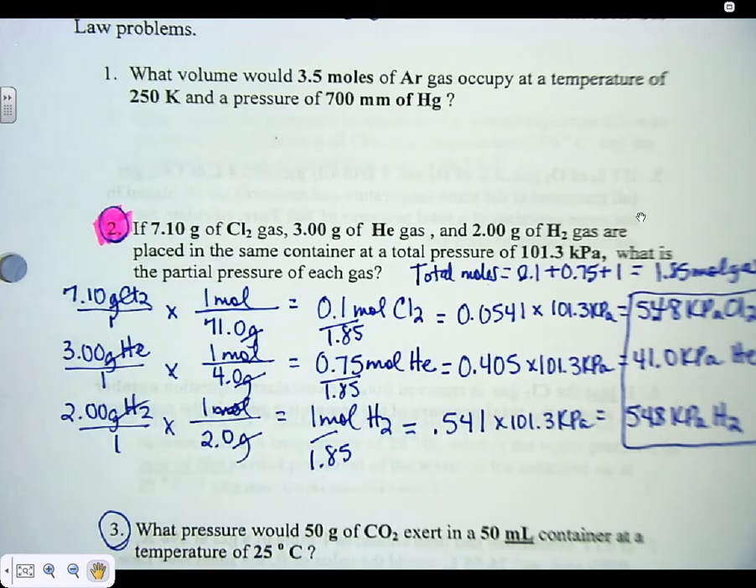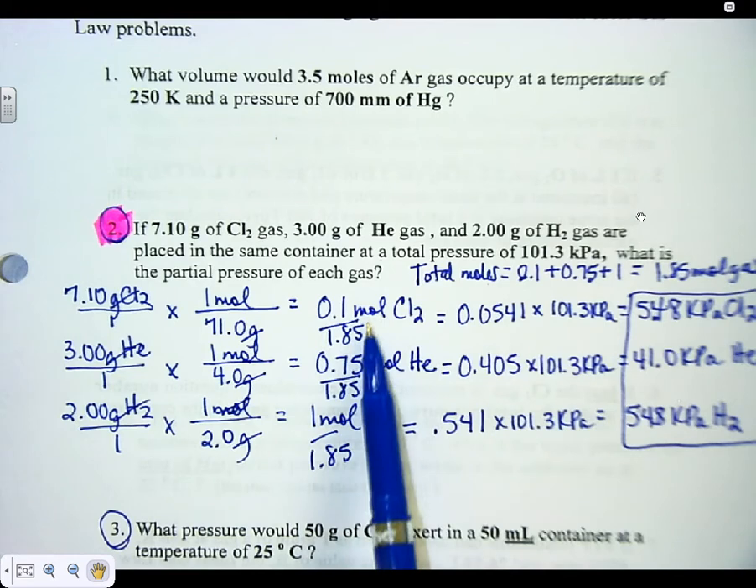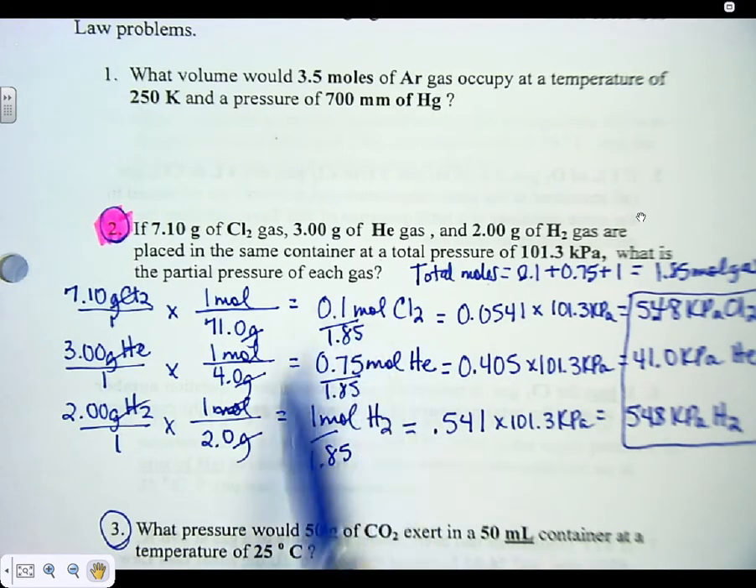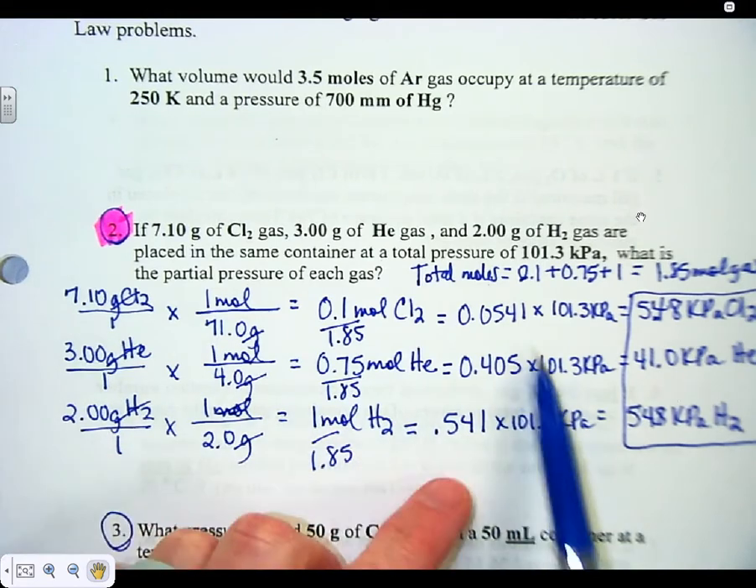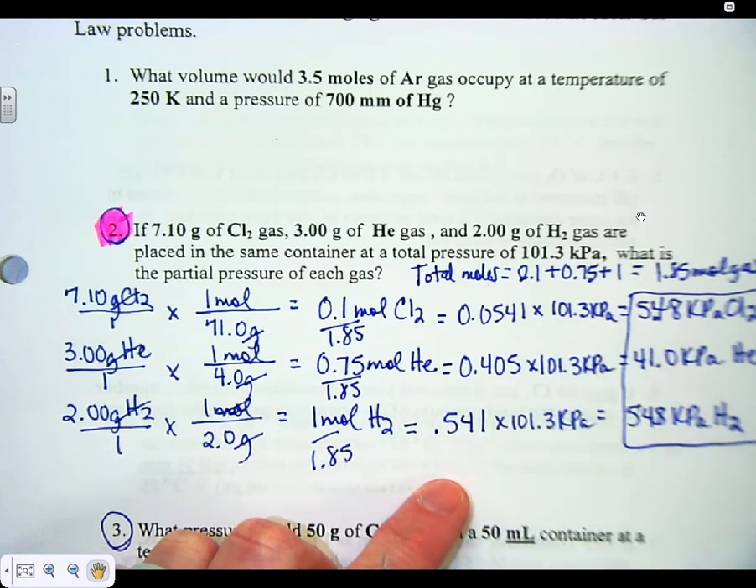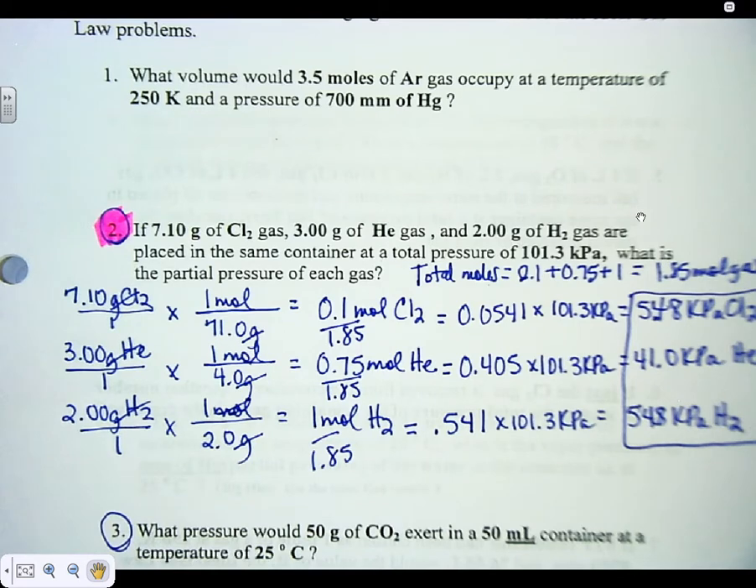So, again, if you're given grams, grams are not proportional. It has to be the moles. So we have to convert the grams to moles. Once we do that, we find the total number of moles and then divide each number of moles by that total to get the percentage as a decimal of each gas in that mixture, and then we just multiply that percentage times the 101.3, the total pressure, to get the partial pressure of each gas. Because again, as we said earlier, the partial pressure of each gas is proportional to the number of moles as a percentage of that gas in that mixture.